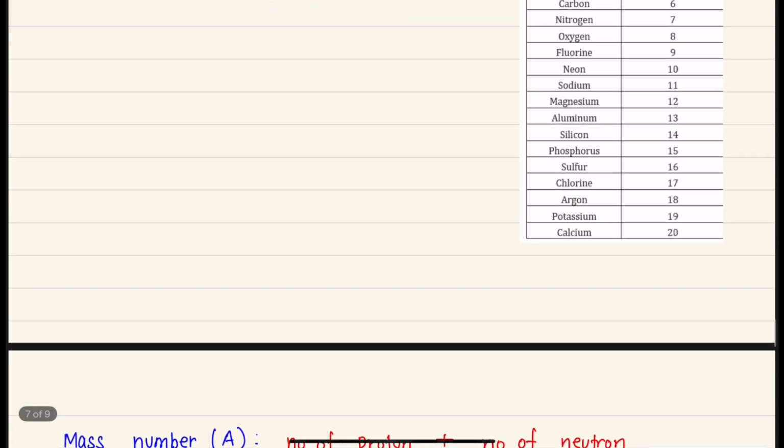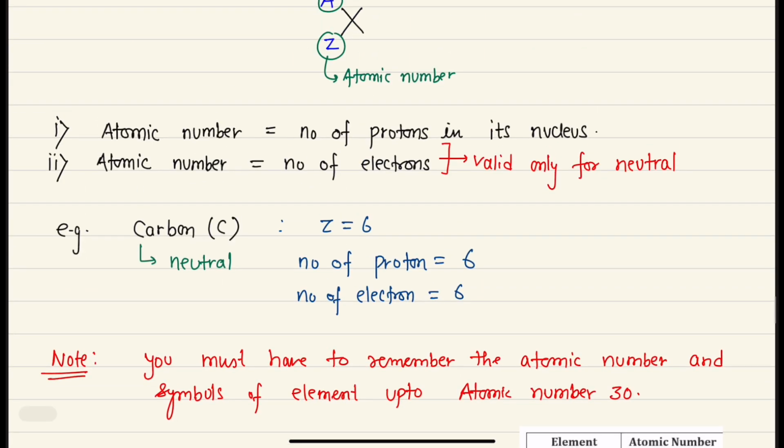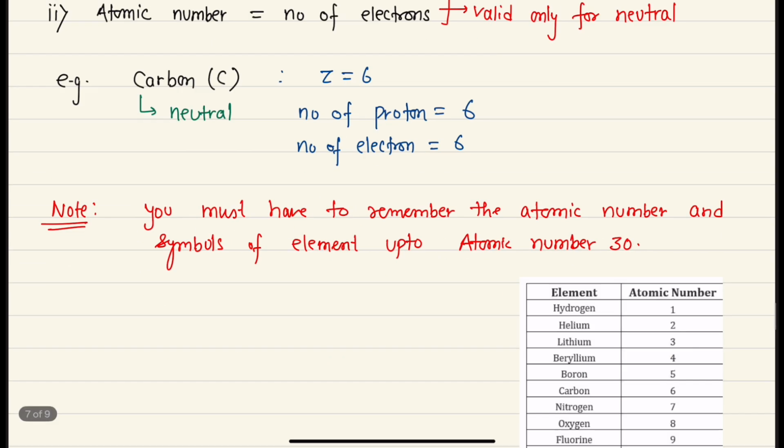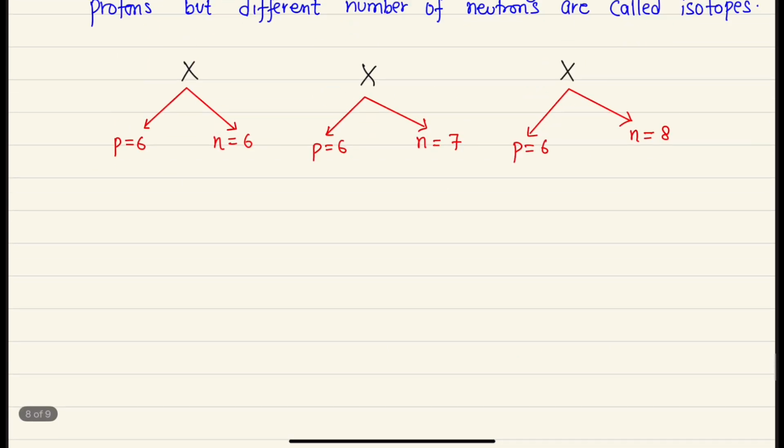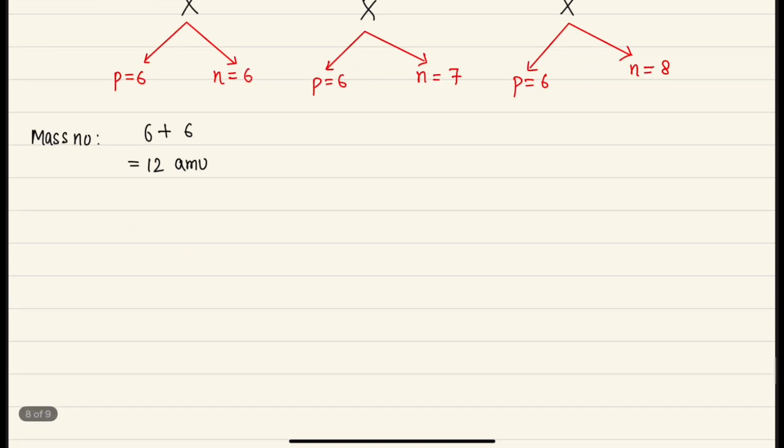how can you find it? Simple. I told the formula, right? See here, mass number is what? Number of protons plus number of neutrons. You just have to add the number of neutrons and number of protons. So simply do the simple math. So here the mass number for this X is 6 plus 6 equal to 12 mu, right? Okay, clear? Right or not? 12 mu.